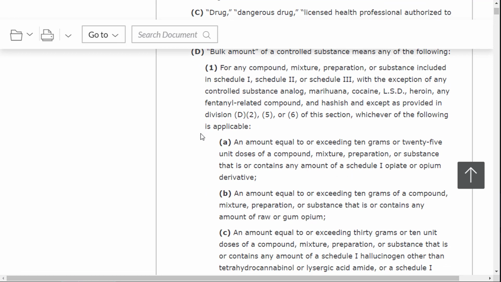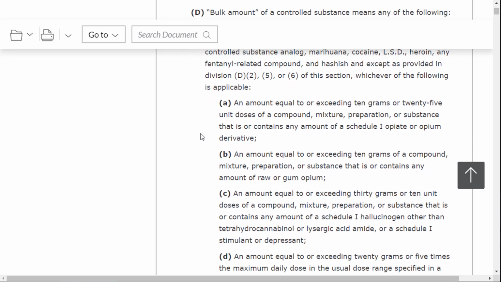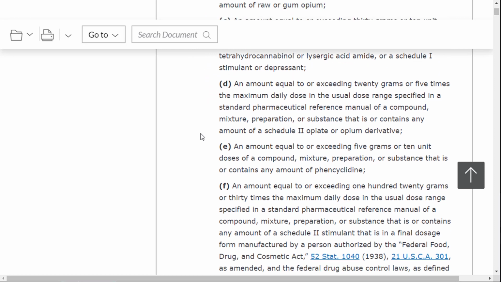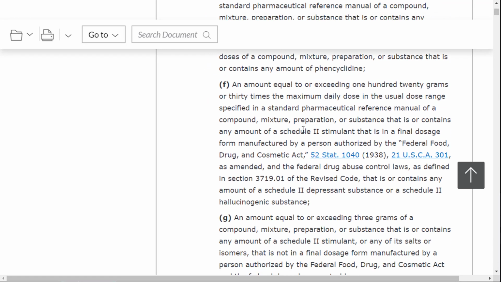And then under sub D, we have 1, and then F applies to a Schedule II stimulant. So F says if you have anything over 120 grams, then you do have a bulk amount. And that's the final answer.